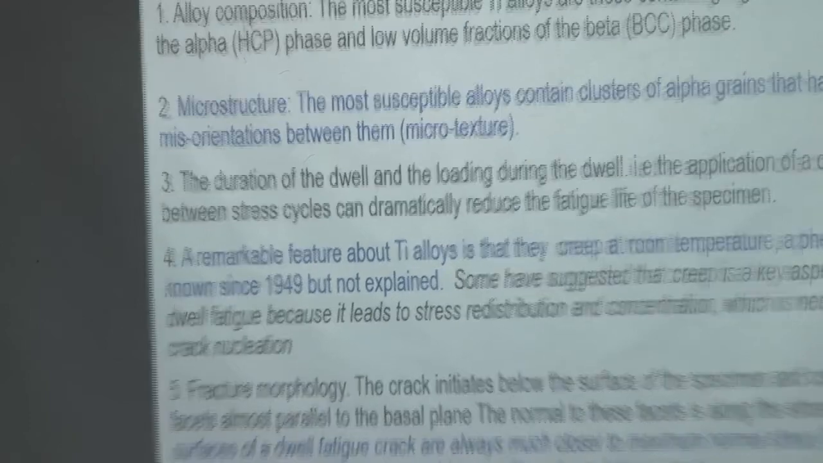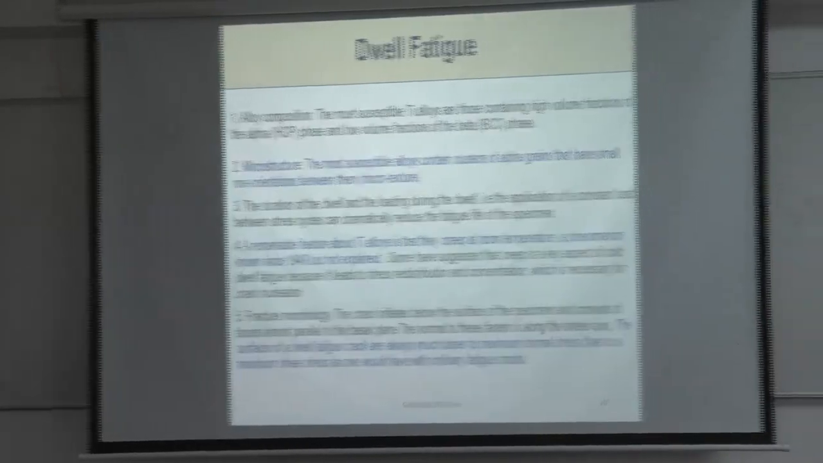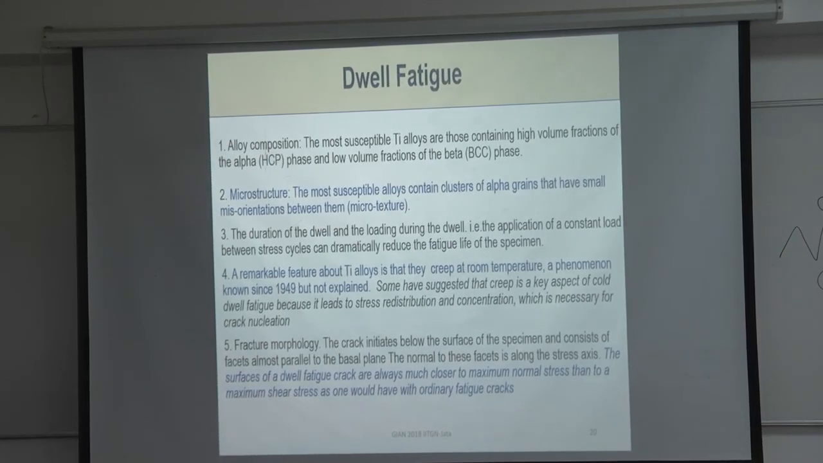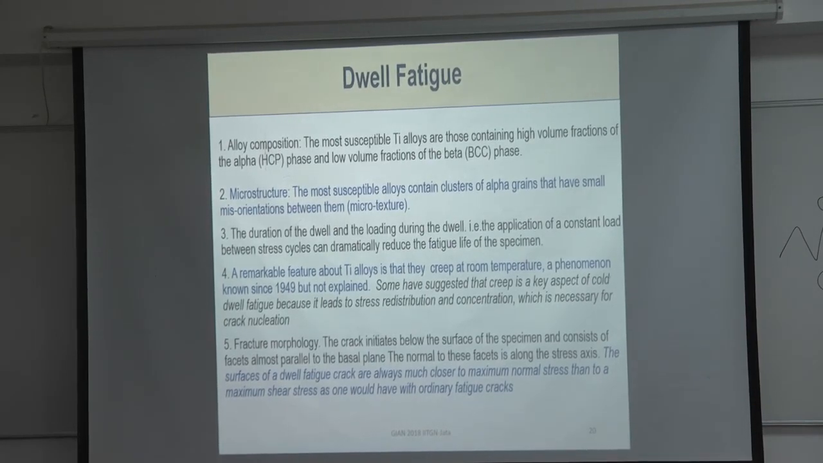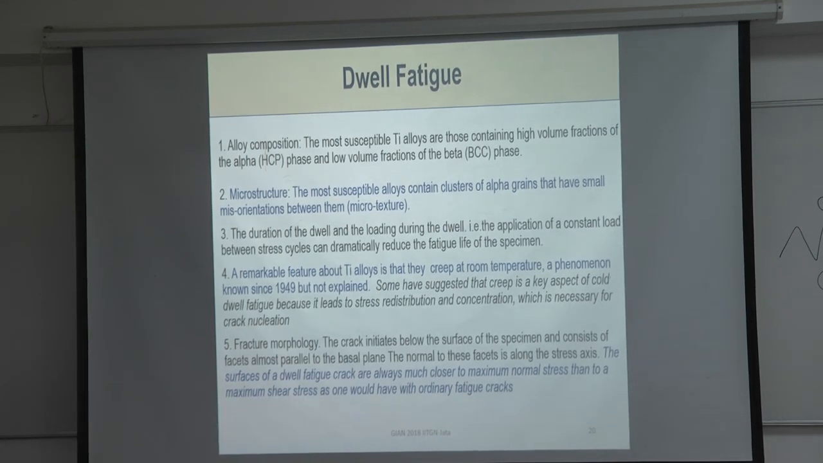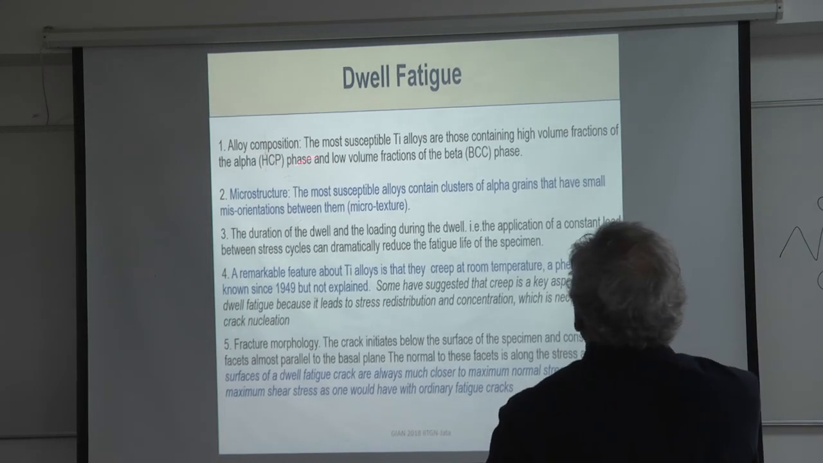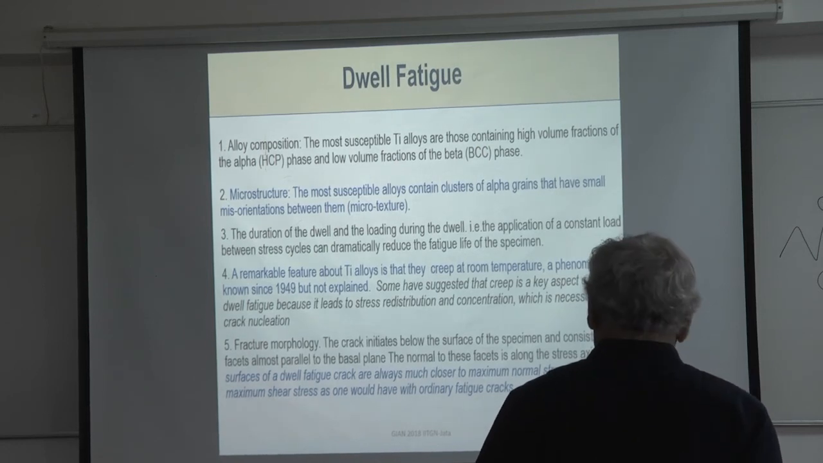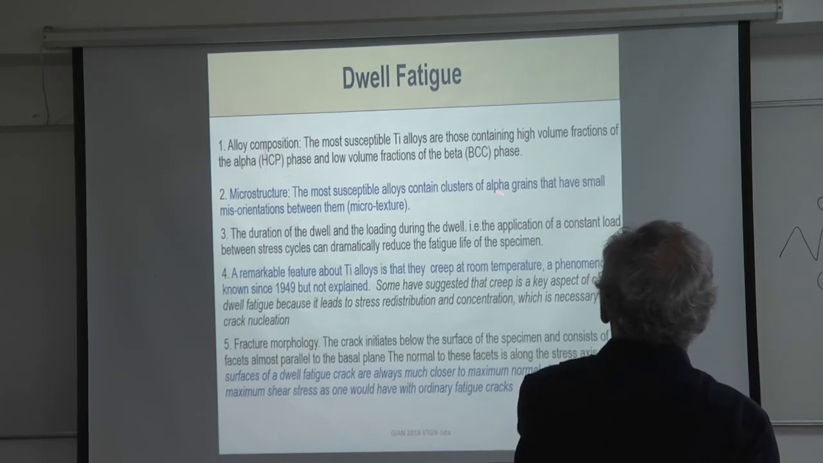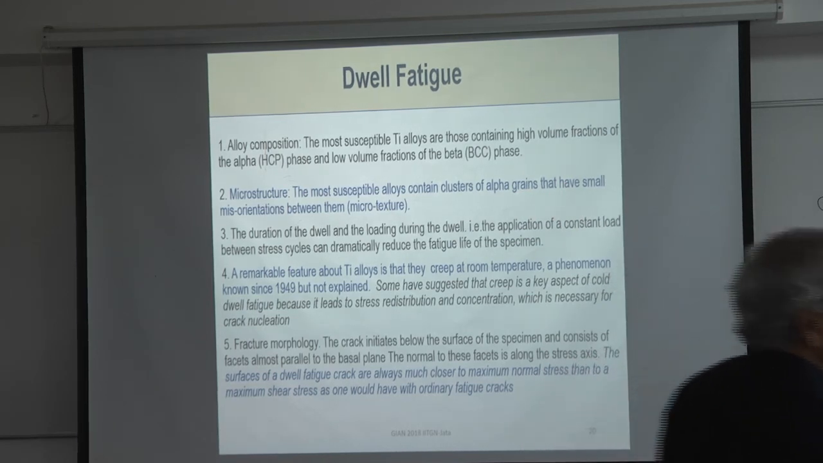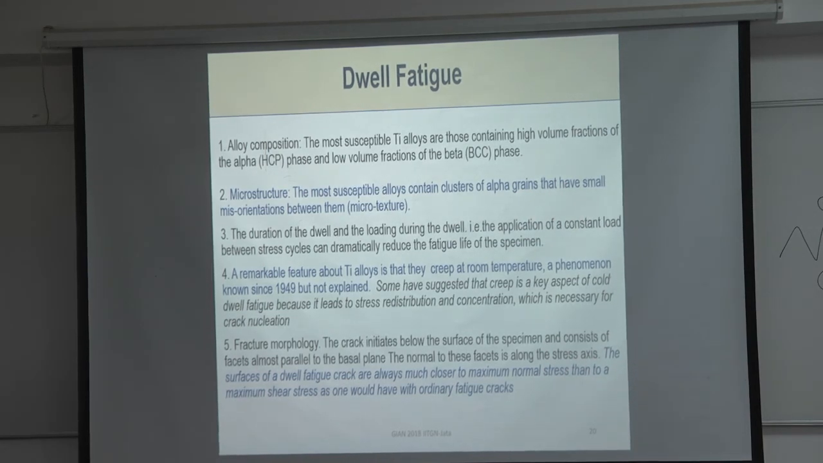Let's go through this, and I'll talk about that a little bit more after a break. We'll go through this first. Alloy composition, we already said that those containing a high volume fraction of the HCP phase are susceptible to dwell fatigue, and low volume fractions of beta BCC phase. The most susceptible alloys contain clusters of alpha grains that have small misorientations with them, the micro-textured regions.